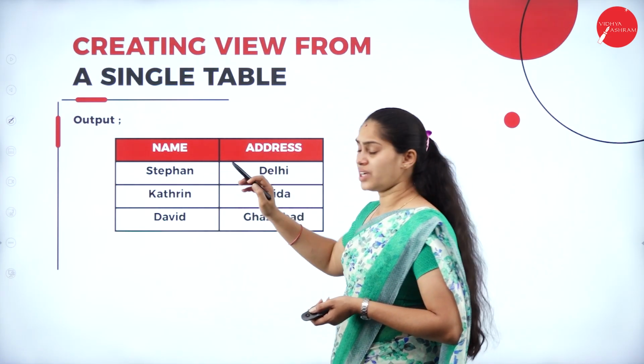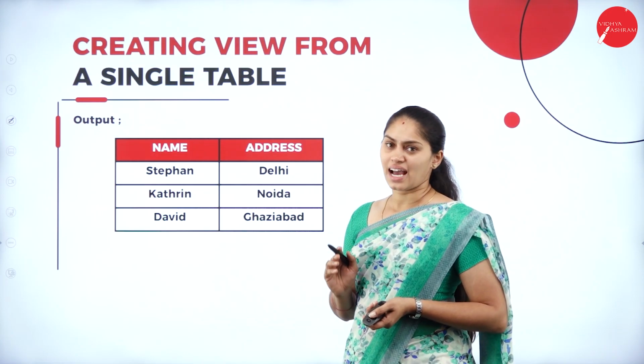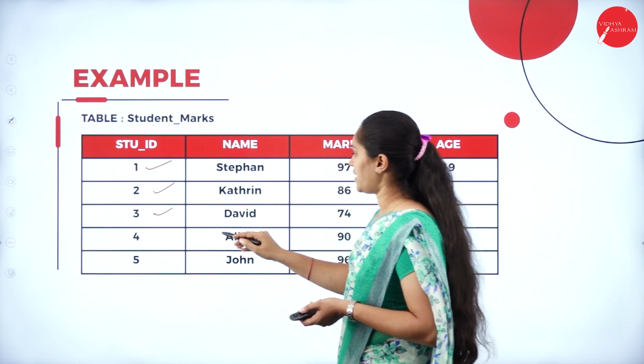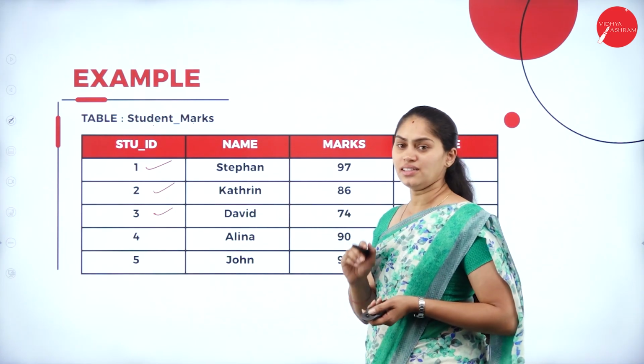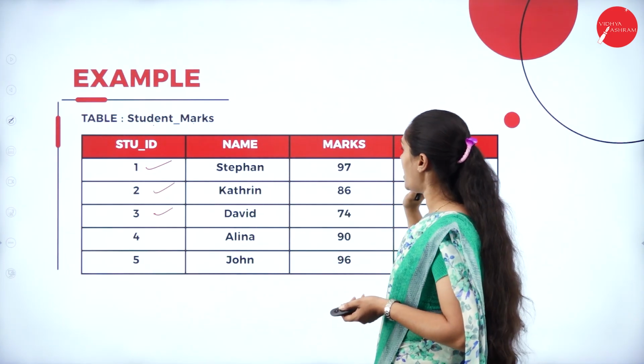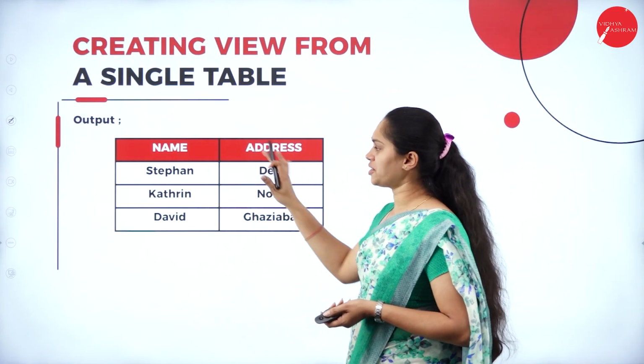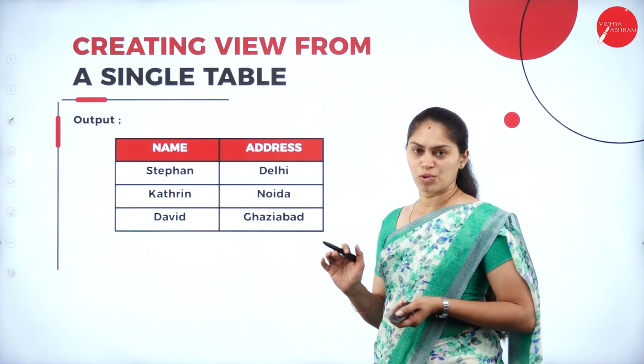So, these are the students whose student ID is less than 4. See the example, student ID 1, 2, 3. Their names are Stephen, Catherine and David. So, these are the student names and their addresses that will be collected from here and displayed as a new output.